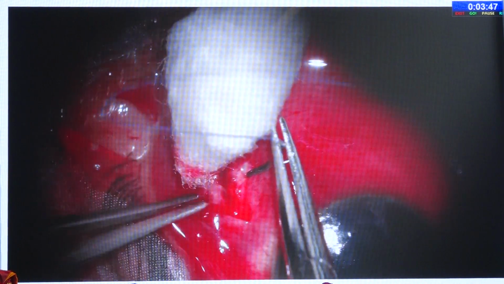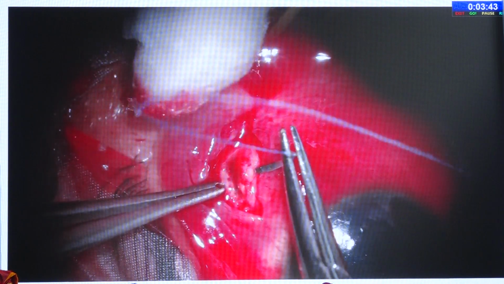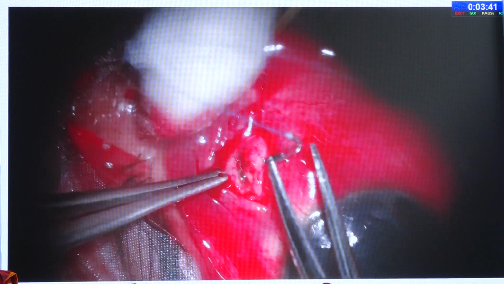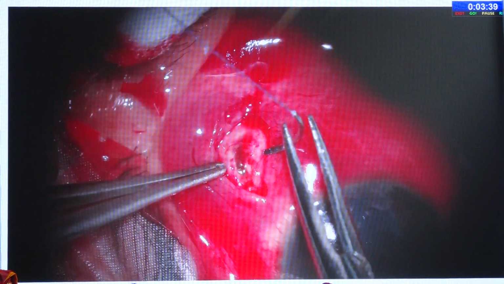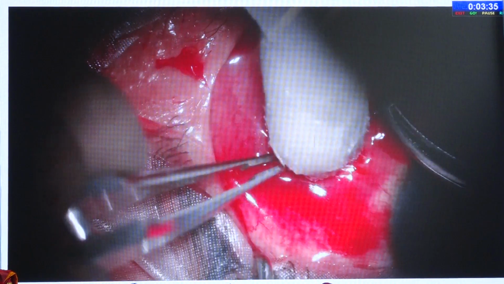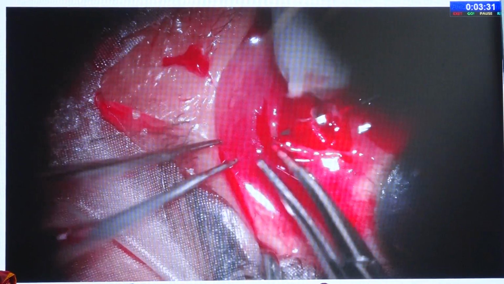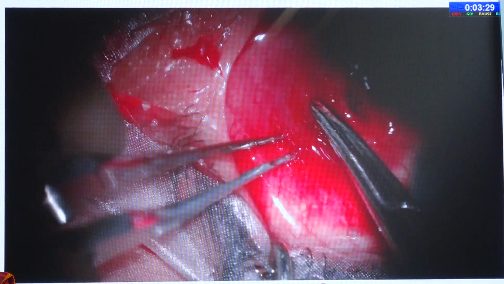And your assistant needs to constantly clear up the site so that when you're passing the needle to repair the sclera, you should be able to see the needle so that you do not inadvertently take up any uveal tissue in your suture, in your needle track. So the assistant needs to continuously mop it. The repair here is being done with a 6-0 vicryl suture.